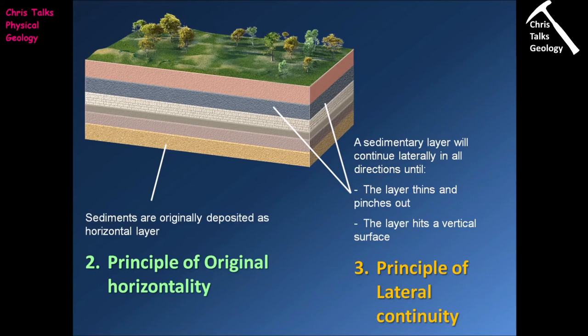Well, when the river floods, it's obviously going to deposit water and sediment over the surrounding floodplain, but the layer of sediment that's being deposited as the river floods will obviously stop against the walls of the valley. And so the principle of lateral continuity is just a way of geologists saying that, right, we understand that every layer of sedimentary rock that we look at will eventually terminate in some way. It will either get thinner and pinch out, or it will stop when it hits a vertical surface.